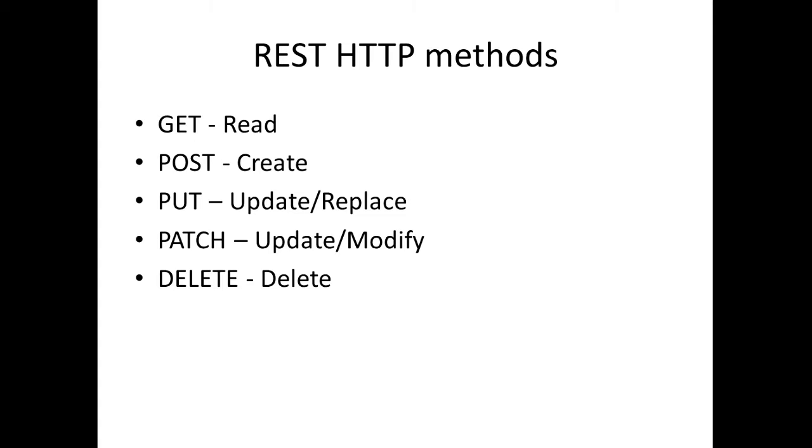Then we have this method called PUT, which is basically used to just update or replace a resource. And the method PATCH is used to update or modify an existing resource. And then simply the DELETE HTTP method is pretty straightforward. It's used to delete a resource. So these are the two methods that we're going to be using when we go about implementing this RESTful web service. As I said before, it's going to be a simple RESTful web service that I'm going to walk you through and show you how to develop using Spring Boot.